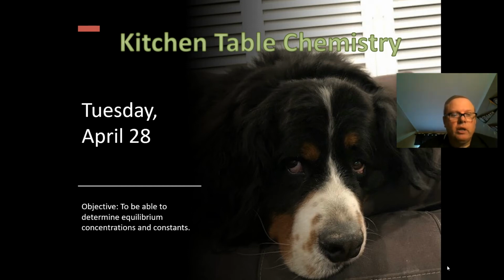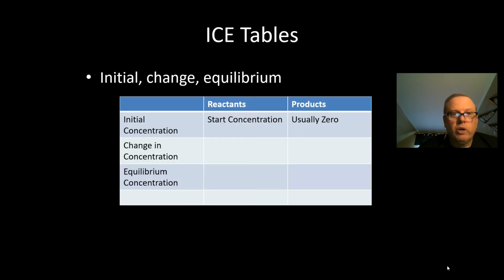Here it's Tuesday, April 28th on Kitchen Table Chemistry, and what we're trying to do today is determine equilibrium concentrations and constants. We're going to be doing this using what are called ice tables. Now, what is an ice table?